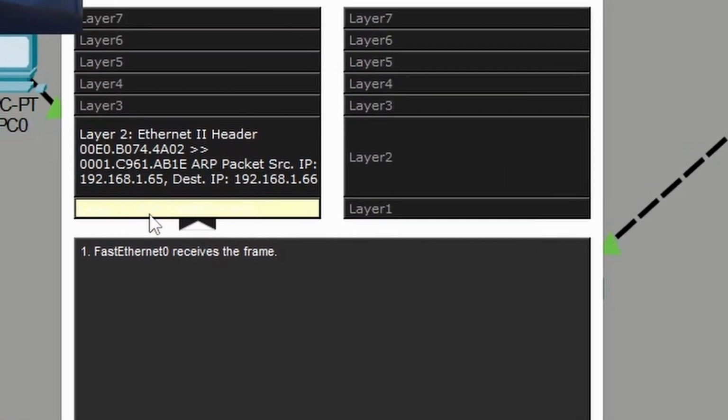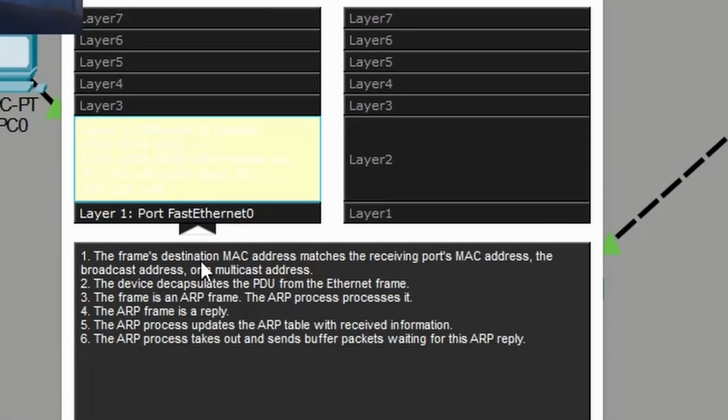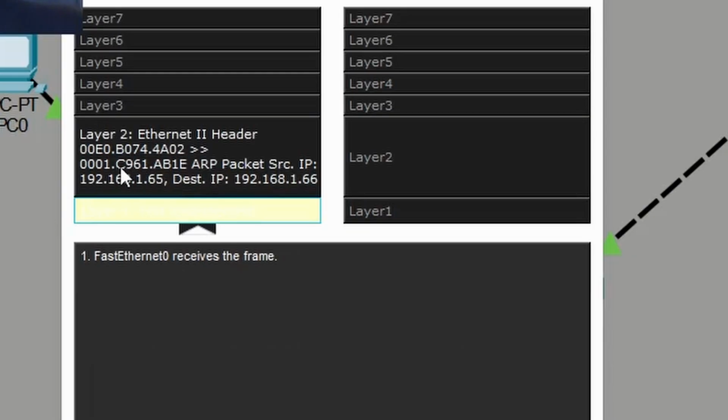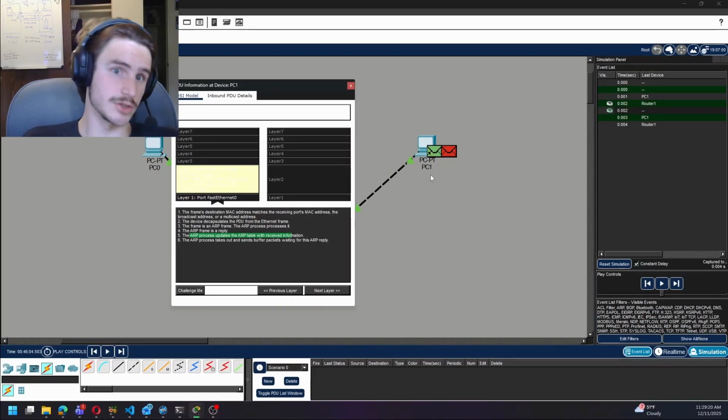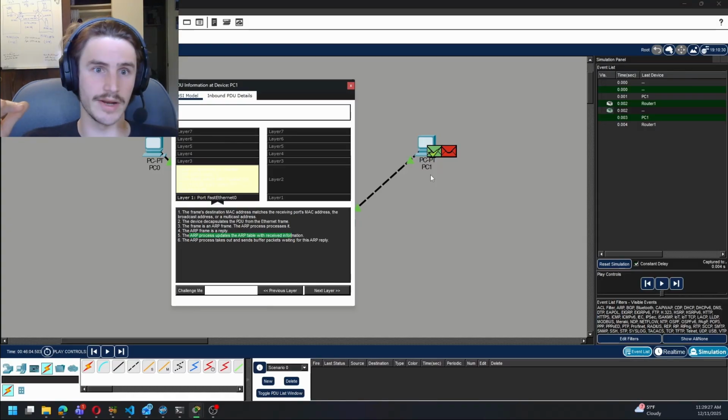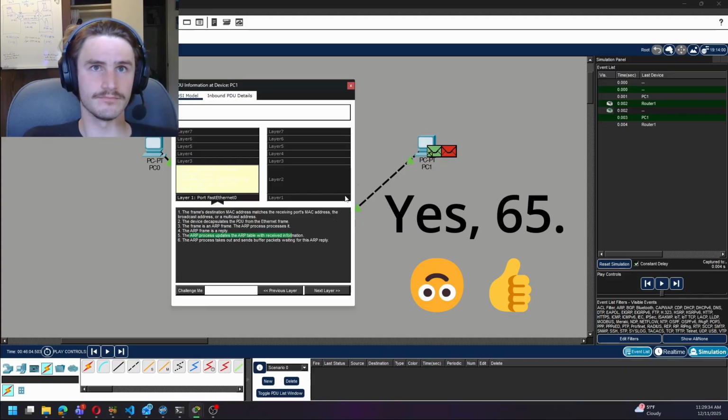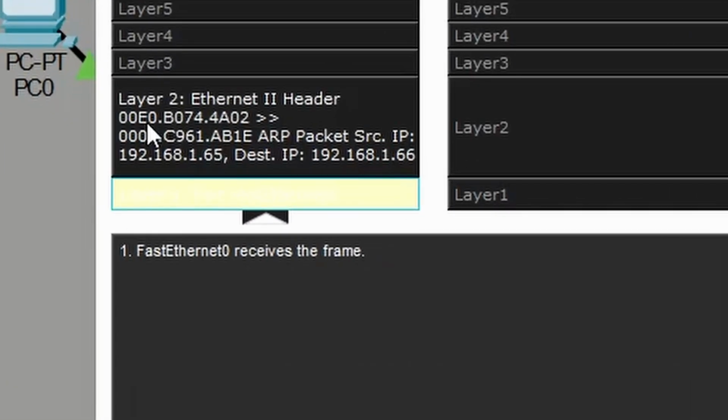PC1 receives the frame. The frame tells PC1, hey, we found the MAC address. It's this right here, 00E0.B074.4802. The ARP process updates the ARP table with that received information. So PC1 goes to its ARP table and says, all right, we now know what the MAC address of 192.168.1.65 is. It's 00E0.B074.4802. So it puts that entry into its ARP table, so now it can remember next time. It doesn't have to send an ARP request next time it wants to send traffic to router 1.